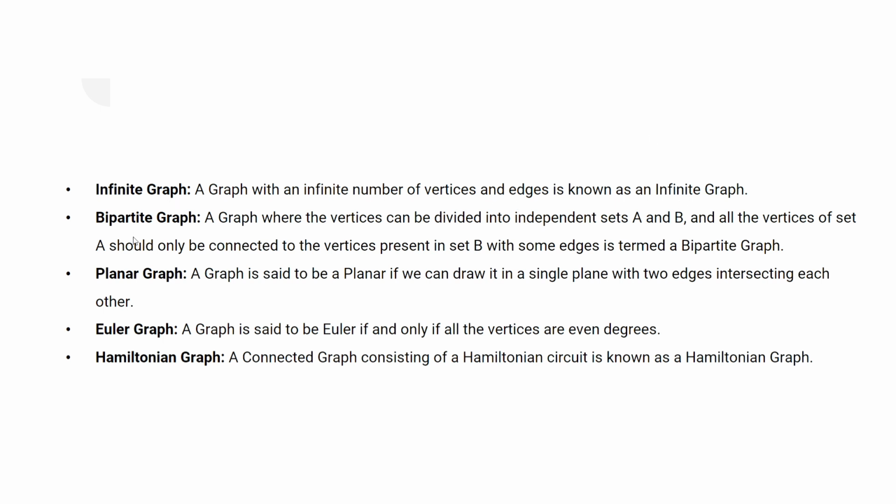Then the bipartite graph. A graph where the vertices can be divided into independent sets A and B, and all the vertices of set A are only connected to the vertices present in set B with some edges, is termed a bipartite graph. Then the planar graph. A graph is said to be planar if we can draw it in a single plane with no two edges intersecting each other. Then the Euler graph. A graph is said to be Euler if and only if all the vertices have even degrees. Then the Hamiltonian graph. A connected graph consisting of a Hamiltonian circuit is known as a Hamiltonian graph.